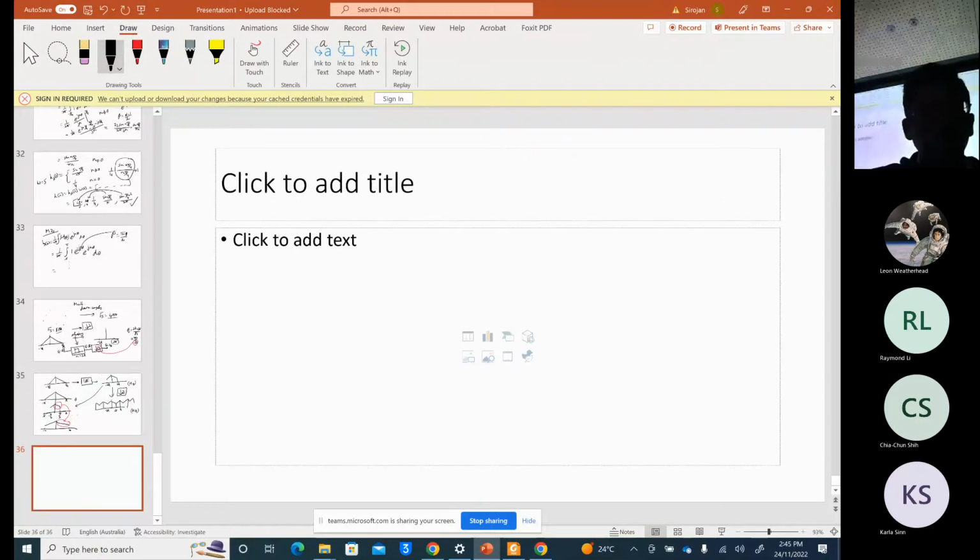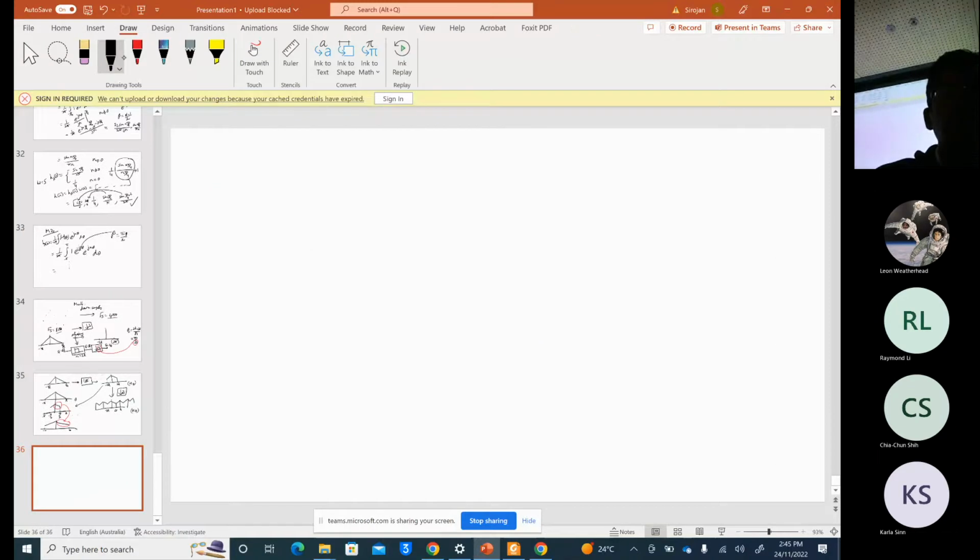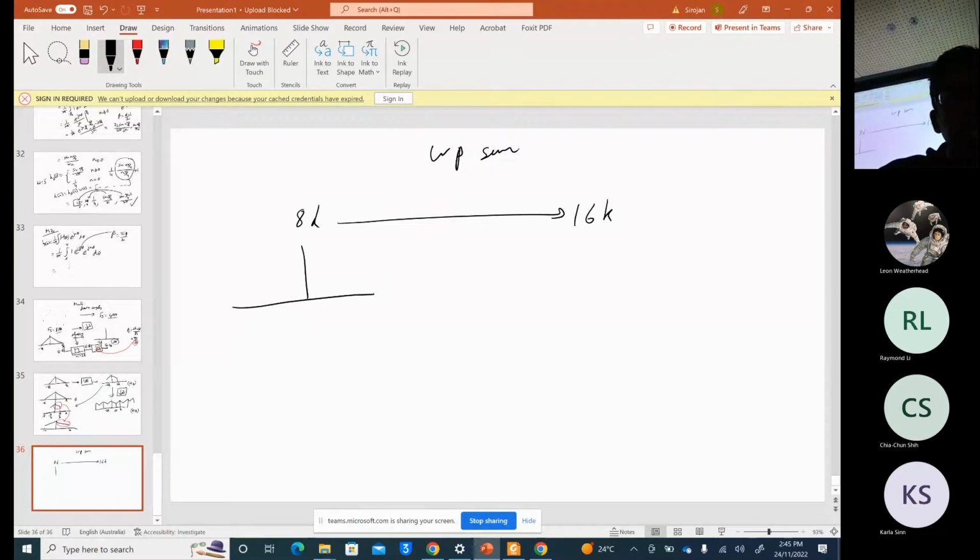And next, we look at upsampling. Let's say we have 8K and we need to bring it to 16K. How do we do the upsampling? Here, let's say the spectrum is like that. If the sampling frequency is 8K, then the maximum frequency we can have is only up to 4K. So this is minus 4K. Then we know that this spectrum is actually repeating.